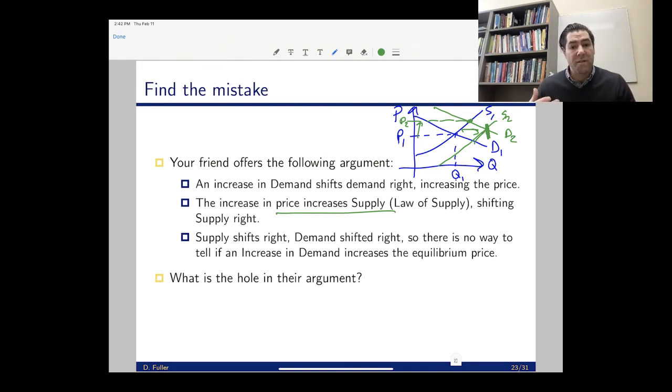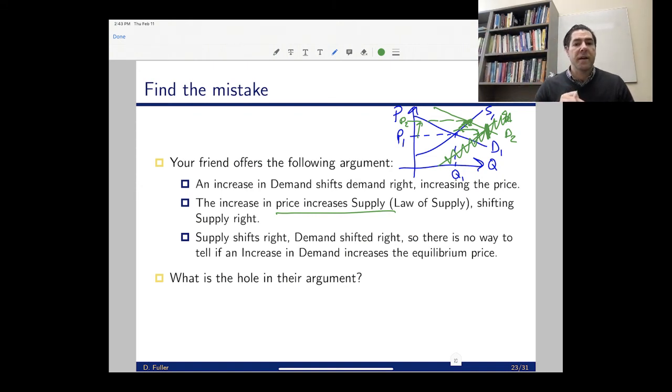The hole in the argument is that the increase in the price when demand shifts moves me along the curve. I just move along the supply curve. That's the law of supply. So there is no subsequent shift in supply. I was told only that demand increased. So I shift the demand curve, the price does go up, and that moves me along the supply curve.